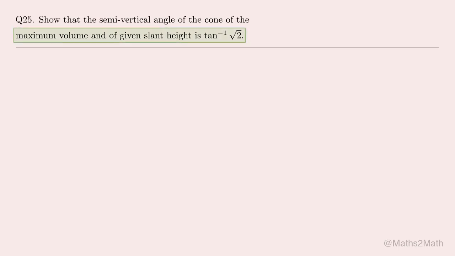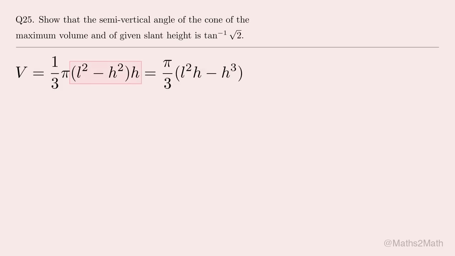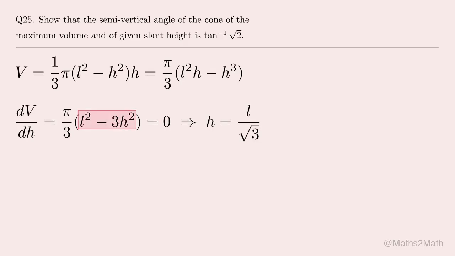Question 25. Fix slant height, biggest volume. The half angle is inverse tangent of root 2. Express the volume in the height using the slant relation. With slant L, the base radius obeys r squared equals L squared minus h squared, so the volume is a cubic in h. Differentiate, the maximum is at h equals L over root 3.